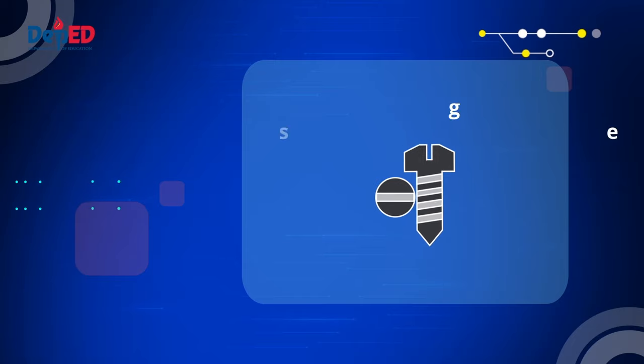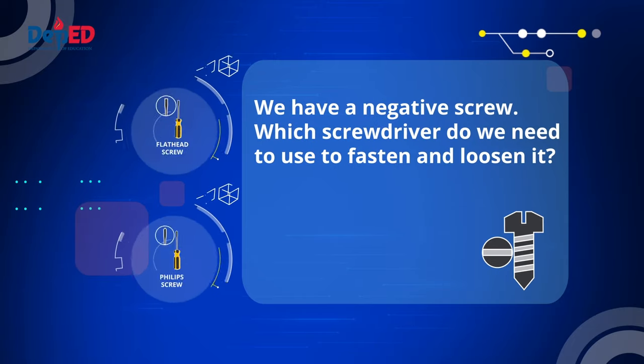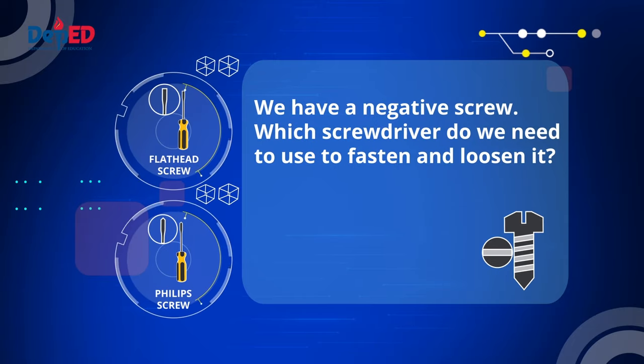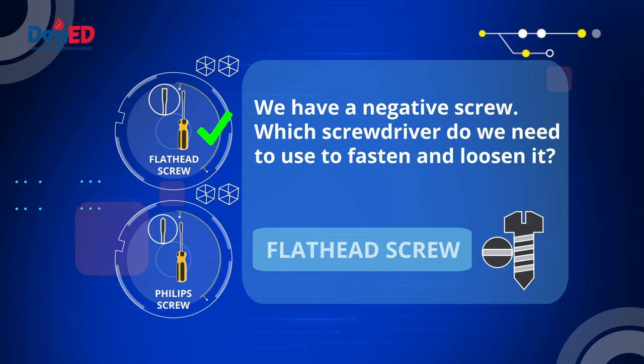Number 1. We have a negative screw. Which screwdriver do we need to use to fasten and loosen it? Flathead screwdriver is used for fastening and loosening a negative screw.